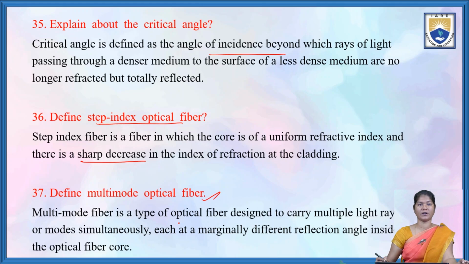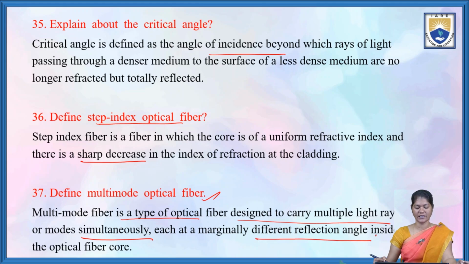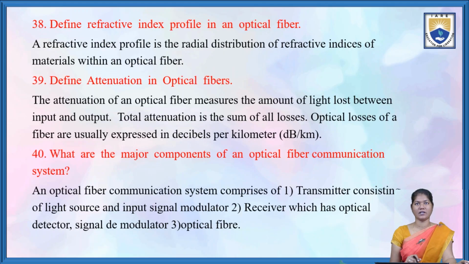Define multimode optical fiber. Multimode optical fiber is a type of optical fiber designed to carry multiple light rays or modes simultaneously, each at a marginally different reflection angle inside the optical fiber core. Define refractive index profile in an optical fiber. A refractive index profile is the radial distribution of refractive indices of materials within an optical fiber.